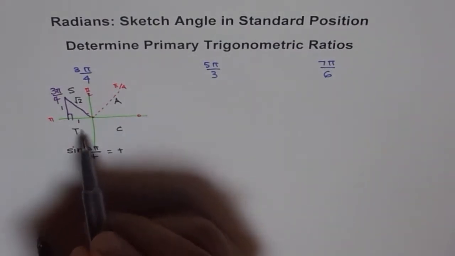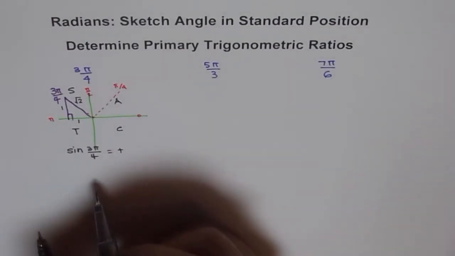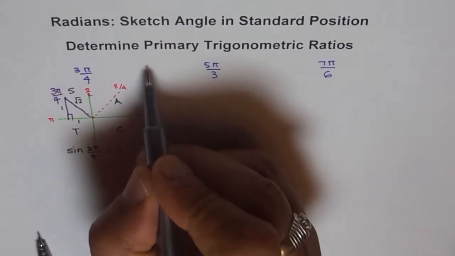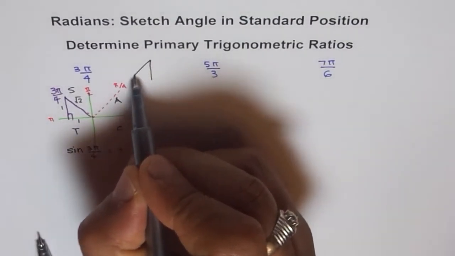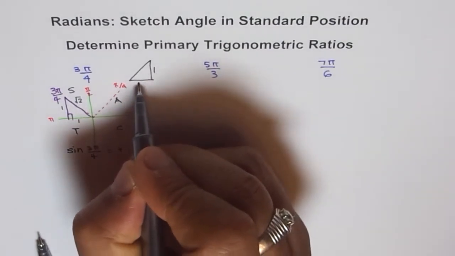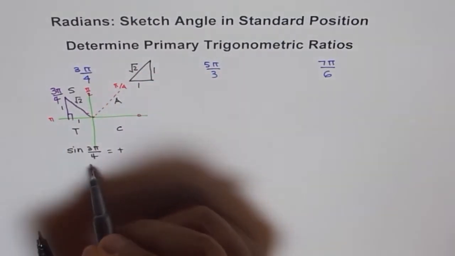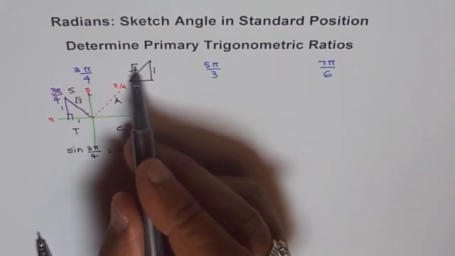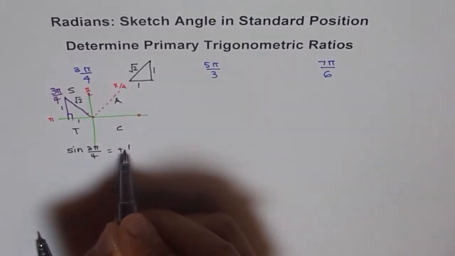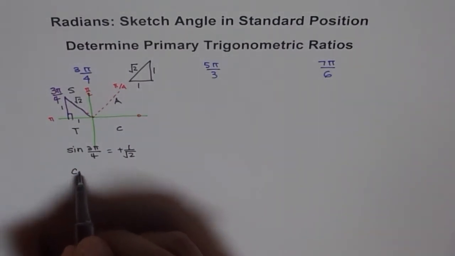And what is the acute angle? The acute angle is pi by 4. So in standard sine pi by 4, what do we get? You remember the triangle for pi by 4? Let's make one if you don't remember. I already did here, but we'll do one again: 1, 1 and square root 2. So the sine value for pi by 4 is 1 over square root 2. So write 1 over square root 2. Correct?